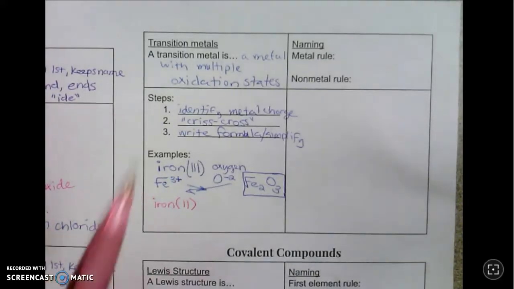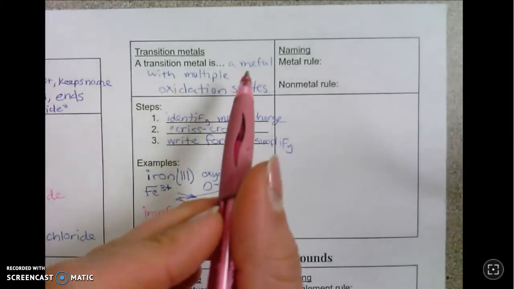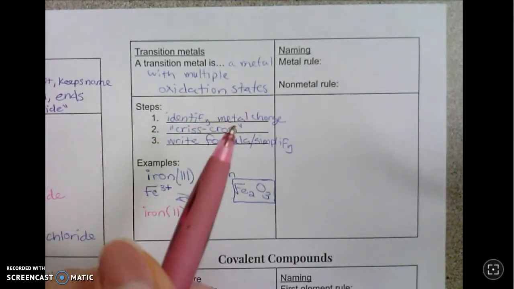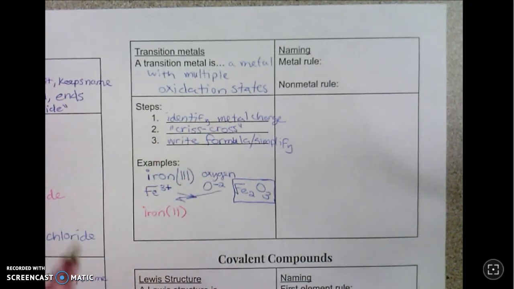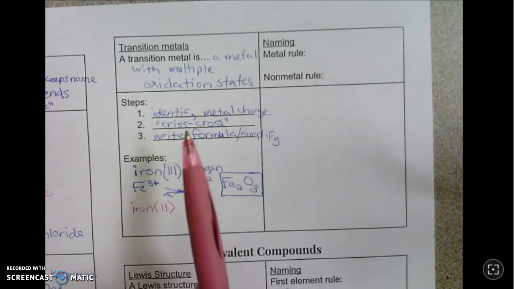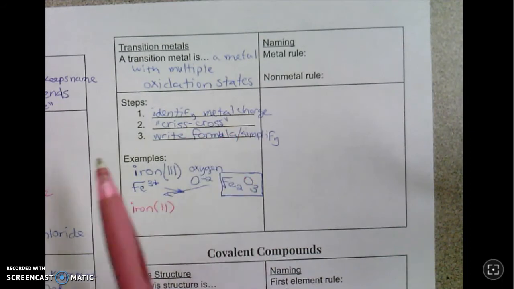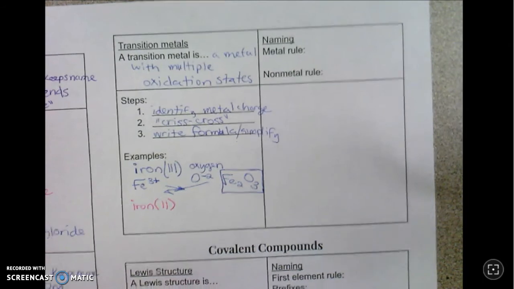Alright, now we should talk about transition metals. So we remember that a transition metal is a metal that can have multiple different charges or oxidation states. So this gets a little bit more tricky because we need to be able to know what the charge of the metal is before we can figure out the chemical formula or its name. So we need to be able to identify the metal charge before writing the formula. We can still do the crisscross, and we can still write out the formula and simplify. So pretty much the same steps.